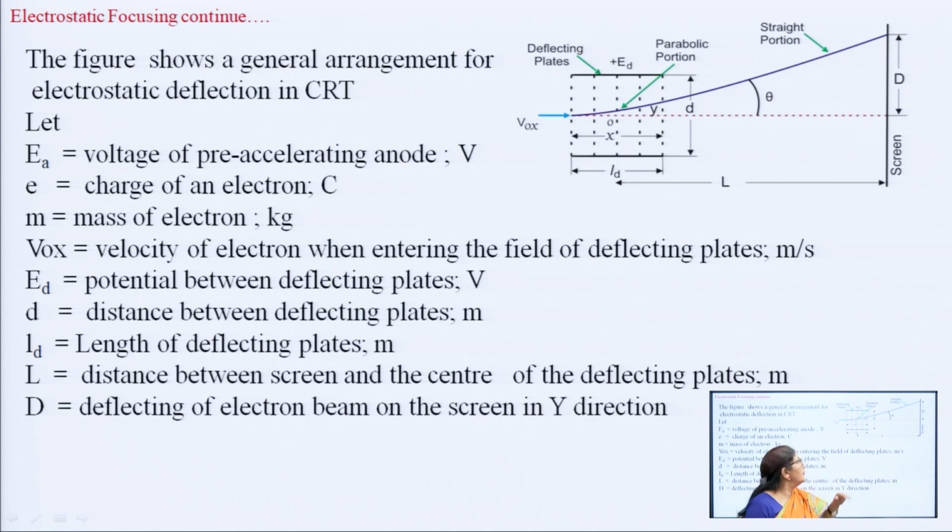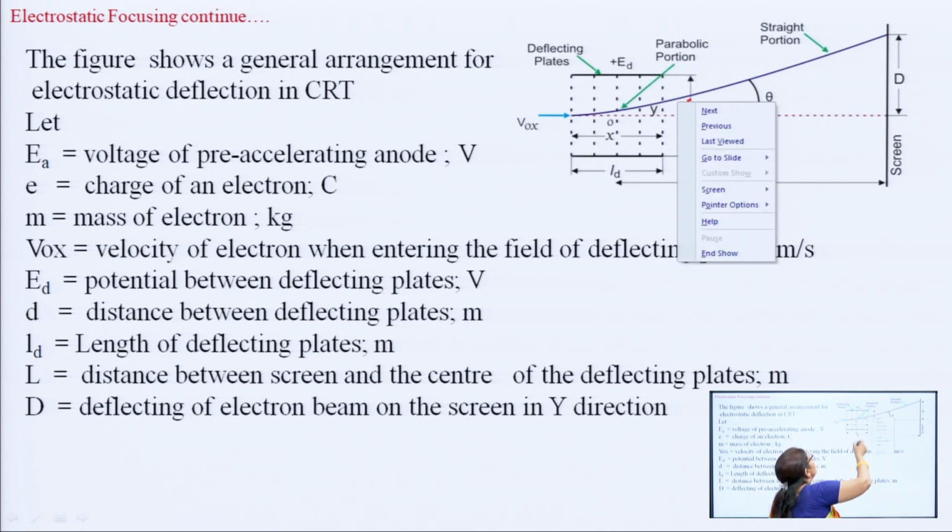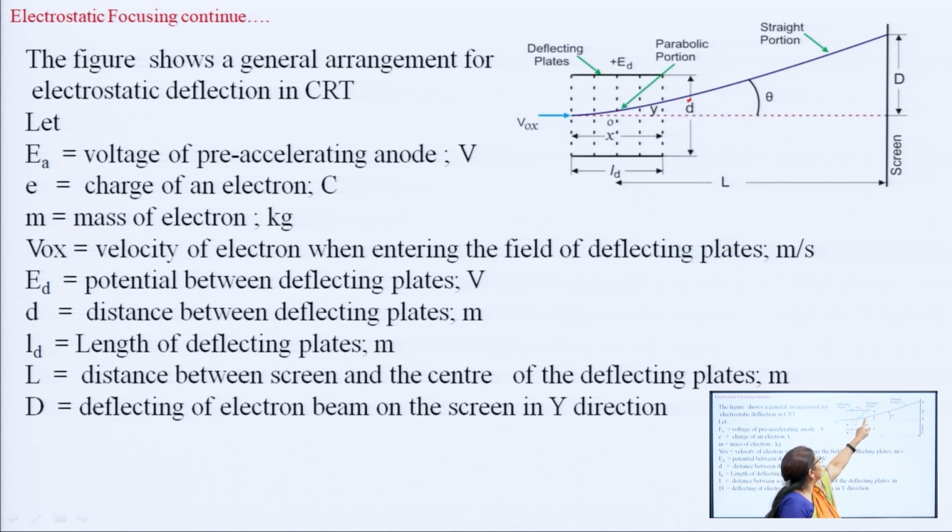At this portion, the path is basically parabolic. This shape is parabolic till the completion of the plate. After the plate, it again moves in a straight line. So, there is some portion which is parabolic in nature and then it moves straight. When we join this point to this, if we draw a tangent to that parabola, it will reach this position.